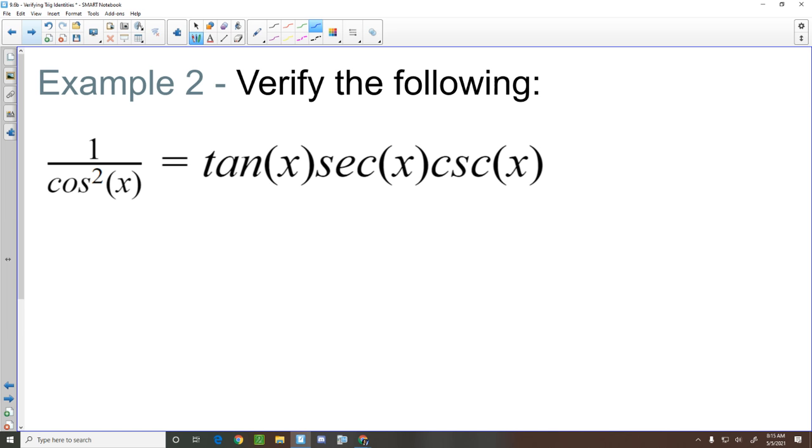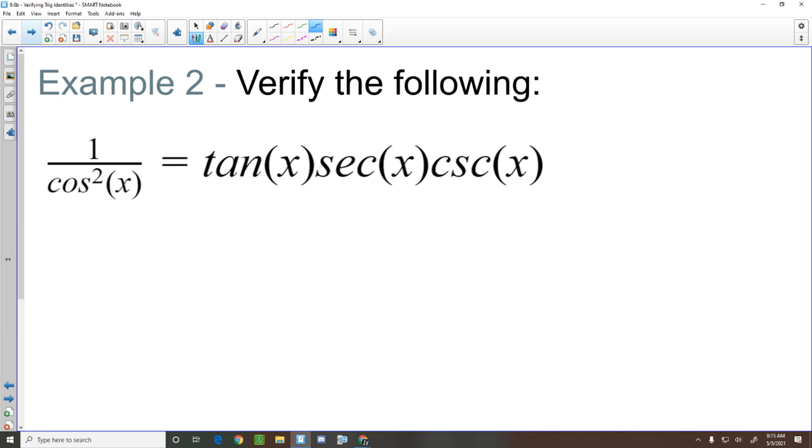Now for this one, I want to make one side look like the other side. Notice that I was very specific and I didn't say try to make the left side look like the right. Because is there a lot of stuff to work with on the left side? Not a lot on the left. Is there a lot on the right I can work with? Yeah. So a unique thing about verifying trig identities is you get to pick which side you want to start with, which side you want to try to make look like the other side.